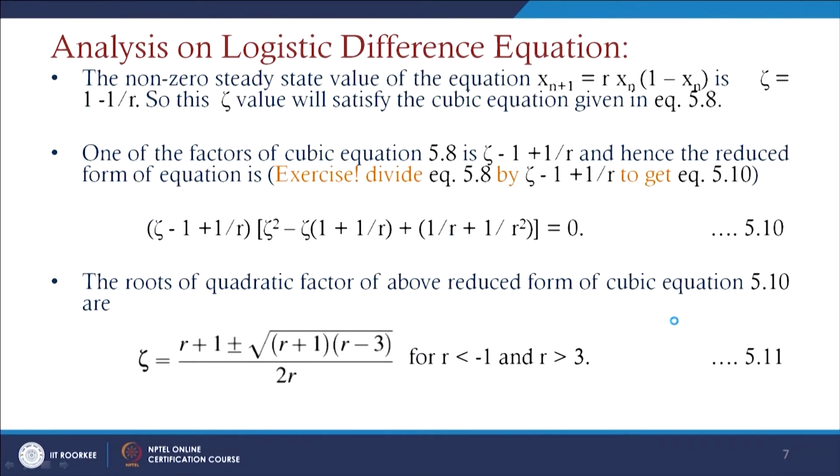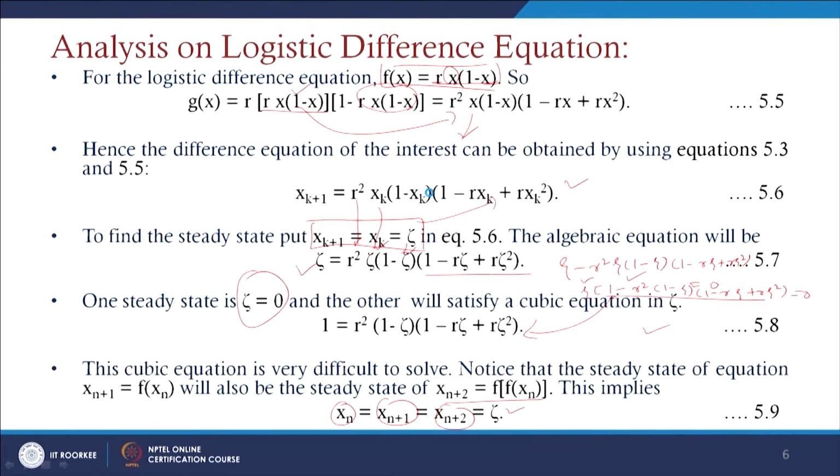But if we find that zeta equals 1 minus 1 by r is a solution here, we can take this root common from the cubic polynomial, so that it can be written as zeta minus 1 plus 1 by r. Taking it common, the equation will be reduced to zeta minus 1 plus 1 by r into zeta square minus zeta into 1 plus 1 by r plus 1 by r plus 1 by r square. Even if you multiply these terms, you can find the final solution in the form of the cubic polynomial written here.